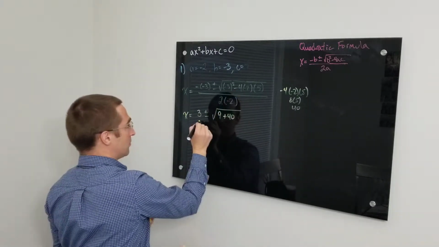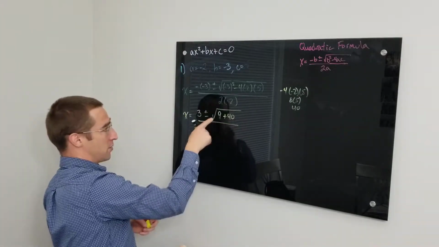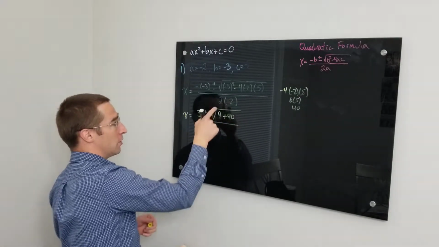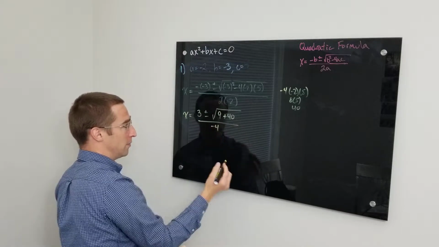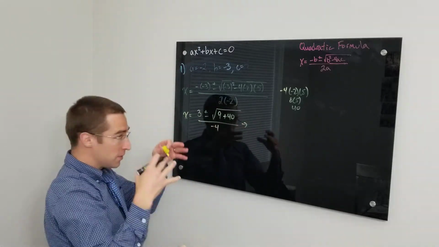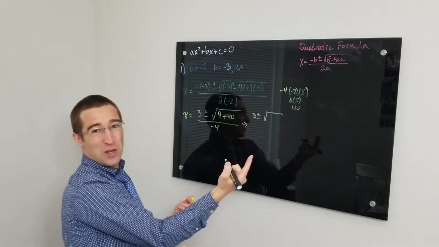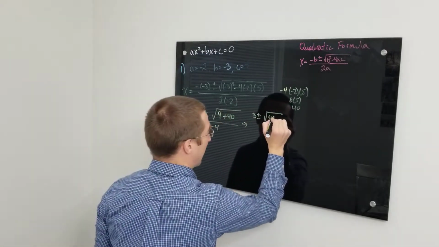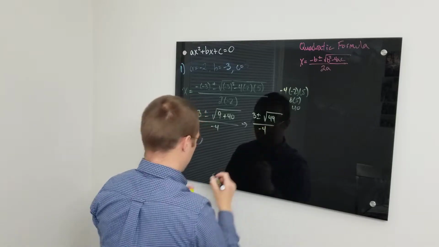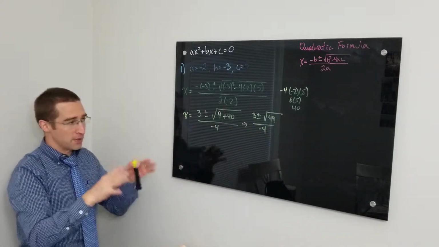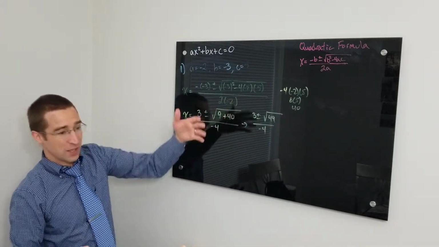Okay. All right, so here I have 3 plus or minus the square root of 9 plus 40. All over 2 times negative 2 is negative 4. I'm just going to do a quick little simplify here. 3 plus or minus the square root. We know 40 plus 9 is 49, so I'm going to go 49 right there over negative 4. All right, cool. So this is much more simple than that, but we're not done yet.